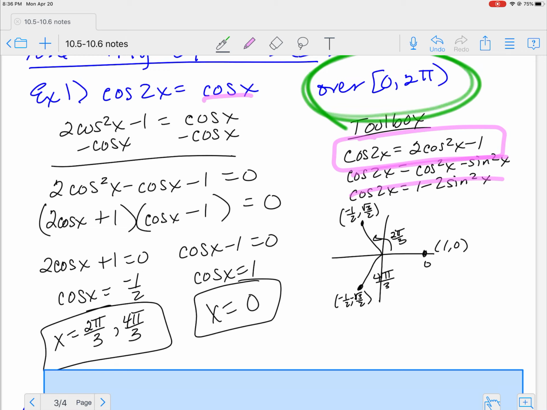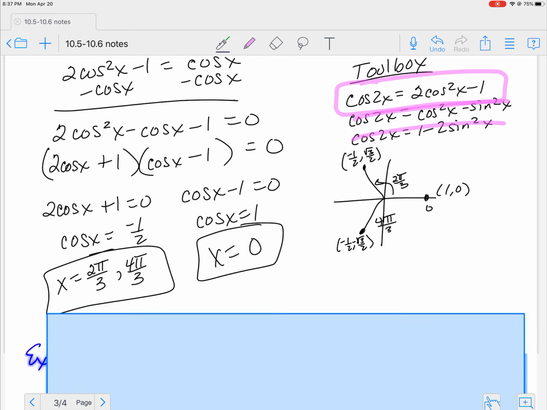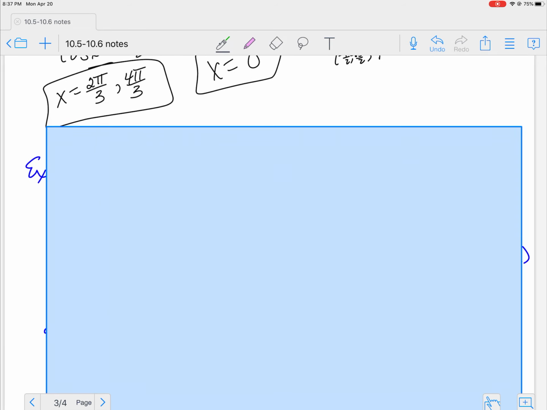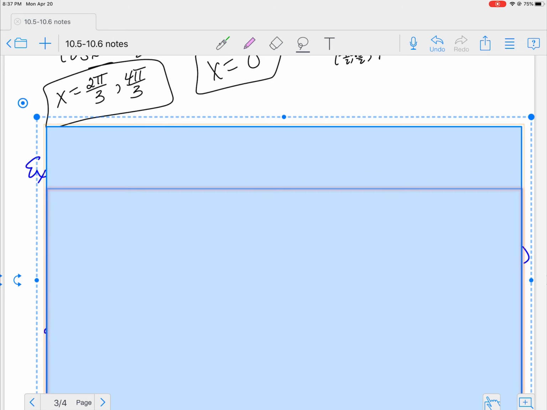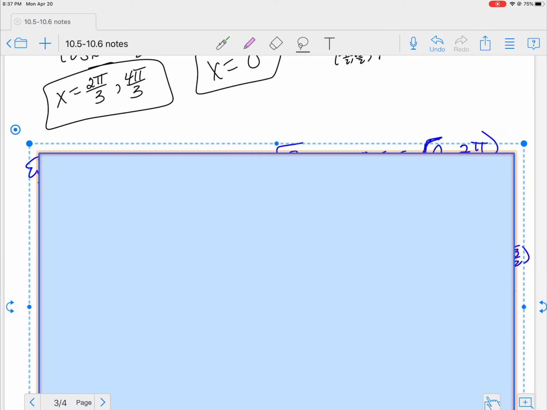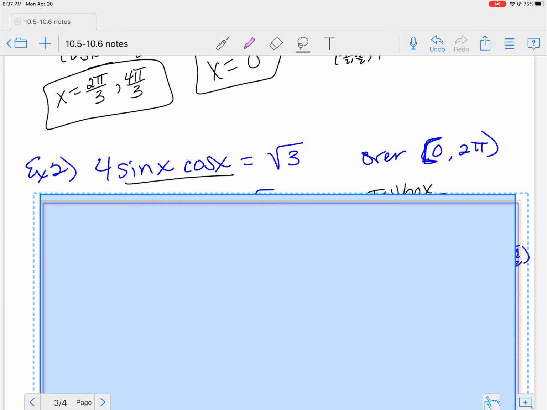because I'm restricting that domain. Pardon me, I'm restricting those values over 0 to 2 pi. Good. Okay, let's look at this next example. Oops, it's not moving for me.